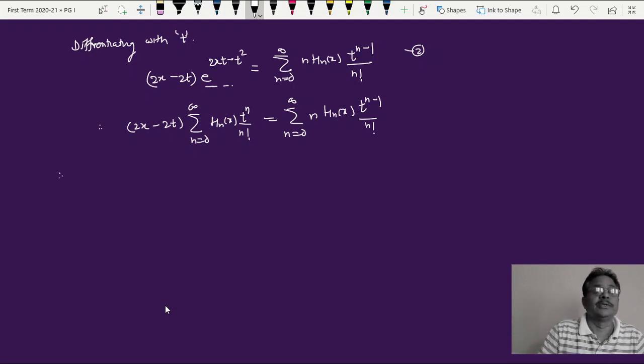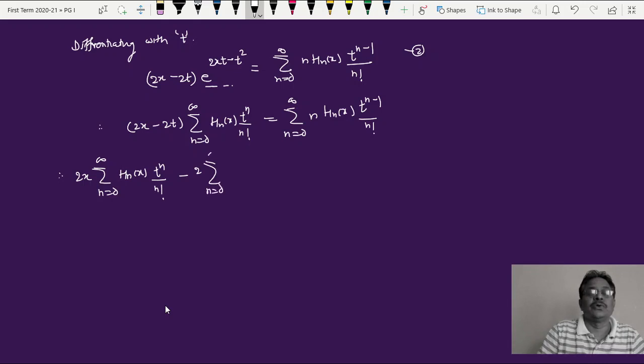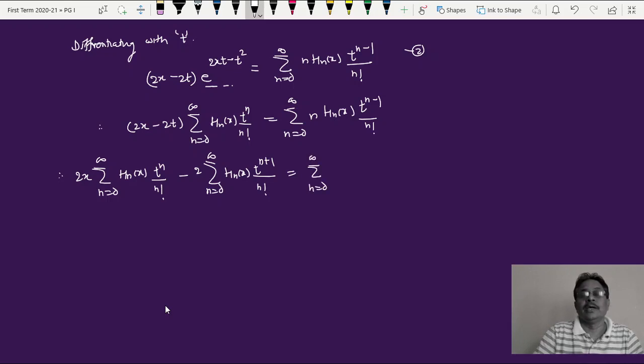So the first term is twice x, summation over n equal to 0 to infinity, hn of x into t raised to n upon n factorial, minus 2 outside of this, summation over n equal to 0 to infinity. Take this t inside and therefore it becomes hn of x into t raised to n plus 1 upon n factorial. Simplification. And that is equal to summation over n equal to 0 to infinity n times hn of x into t raised to n minus 1 upon n factorial.